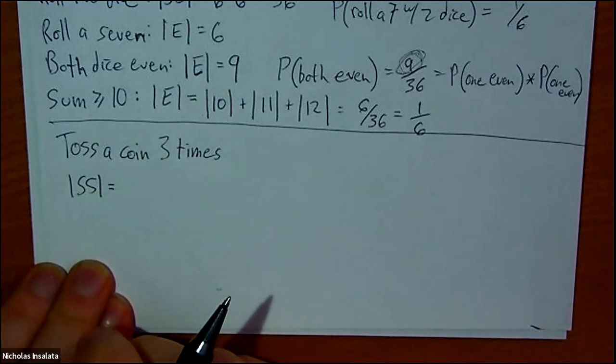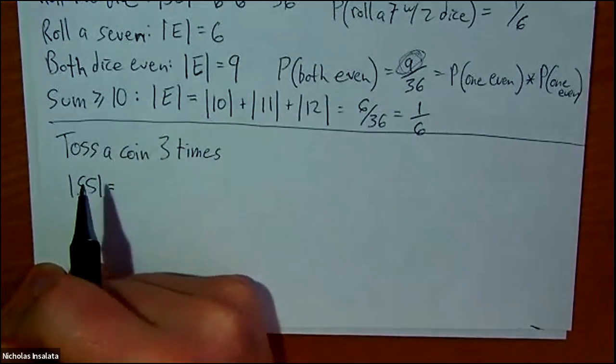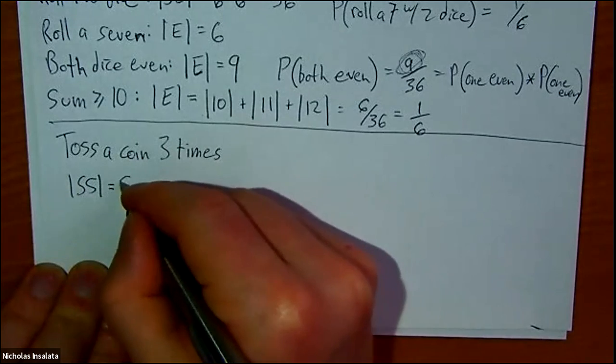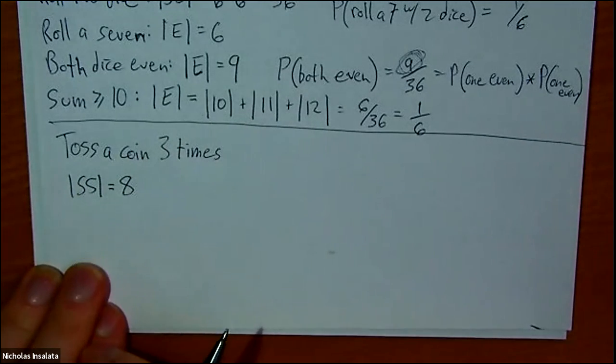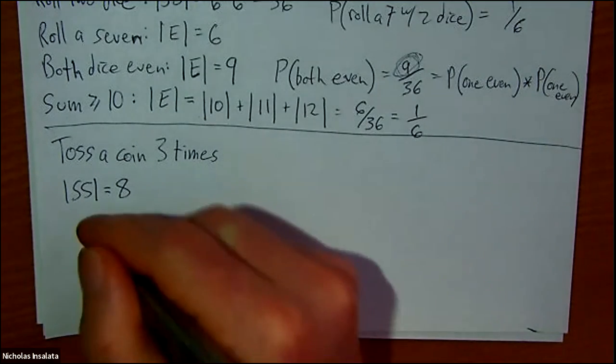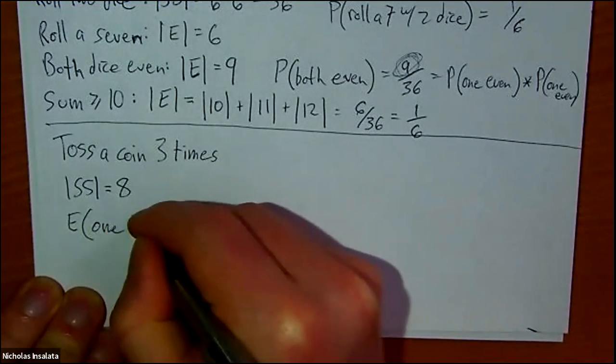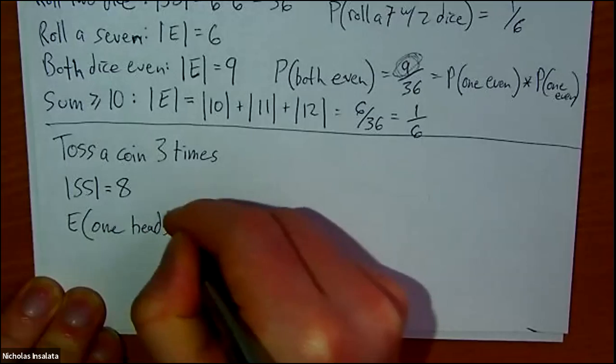Eight, right? 2 cubed, because you have heads or tails. You do it 3 times, right? So 2 times 2 times 2, 2 cubed equals 8. Beautiful. Okay. What is the contents of the event space for exactly 1 toss resulting in a head? So what's the event space for 1 head? 1 heads, let's say.